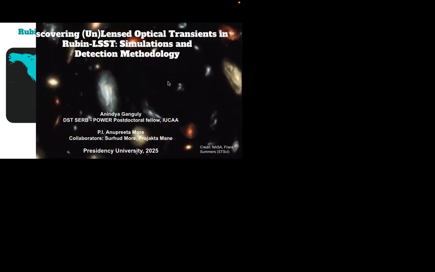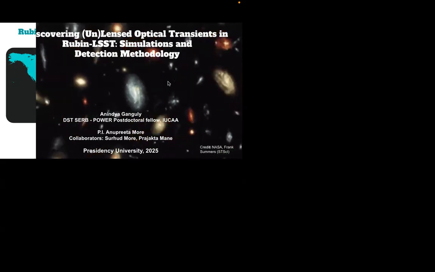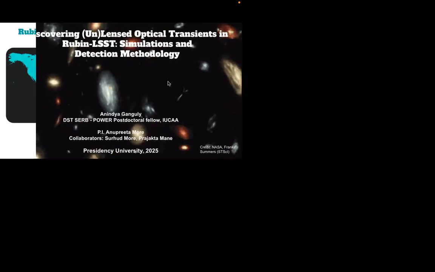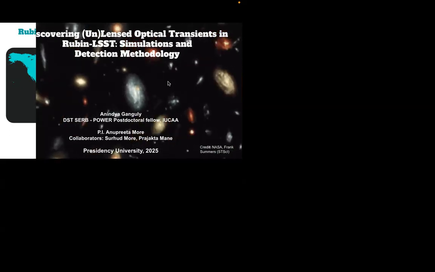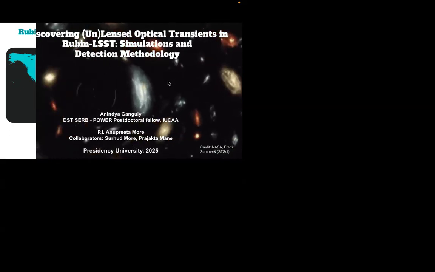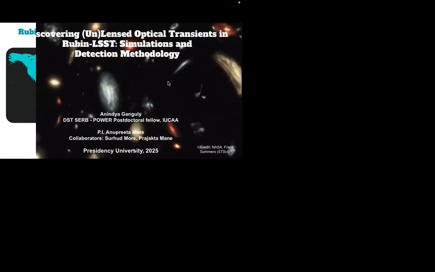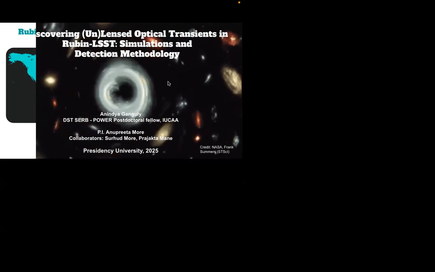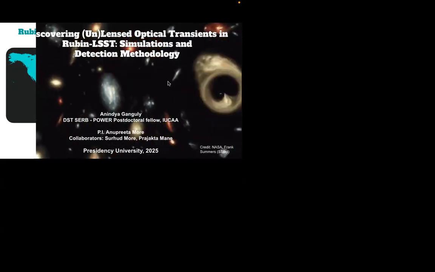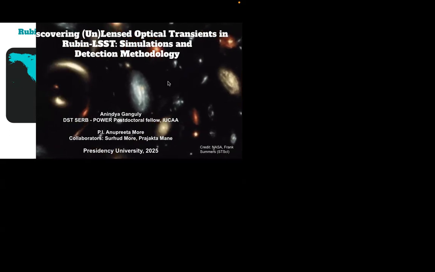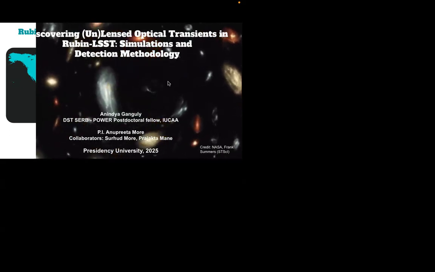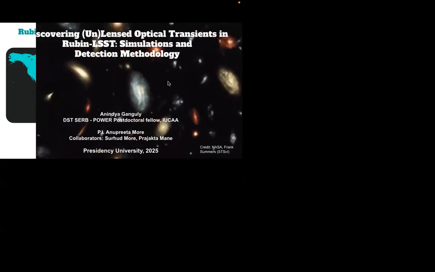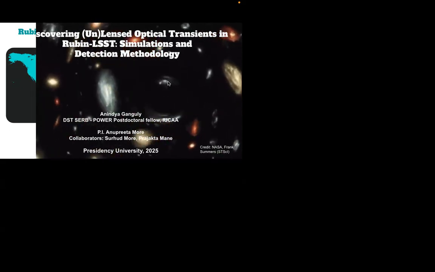Thanks for the introduction. So welcome everyone to today's talk. The title is Discovering the Unlensed and Lensed Optical Transients in Rubin-LSST Simulations and Detection Methodology. This work is done under the supervision of Anupreeta More, and the collaborators are Surhud More and Prajakta Mane. Prajakta is currently a PhD grad student in the USA. She is still working there on the LSST project.